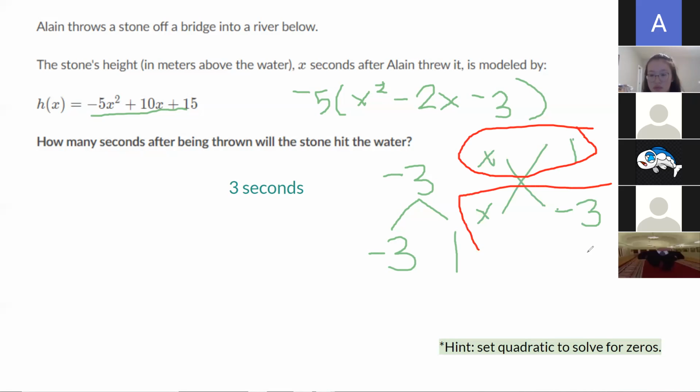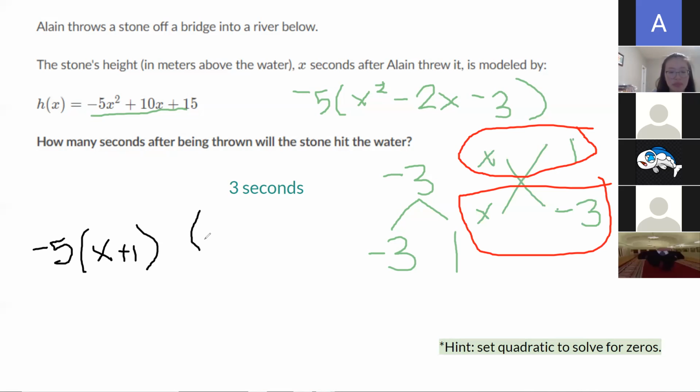Our factored form with this quadratic would be negative 5 times x plus 1 times x minus 3. So what do you guys think, just looking at that factored form, what are the solutions? Just ignore the word problem. What are the solutions? Remember, we have to set everything to 0.